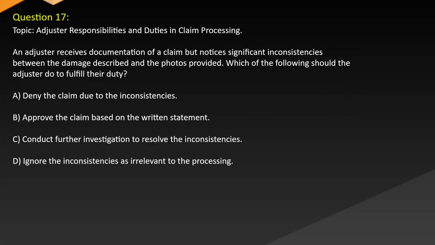Question 17. Topic: Adjuster responsibilities and duties in claim processing. An adjuster receives documentation of a claim but notices significant inconsistencies between the damage described and the photos provided. Which of the following should the adjuster do to fulfill their duty? A. Deny the claim due to the inconsistencies. B. Approve the claim based on the written statement. C. Conduct further investigation to resolve the inconsistencies. D. Ignore the inconsistencies as irrelevant to the processing.